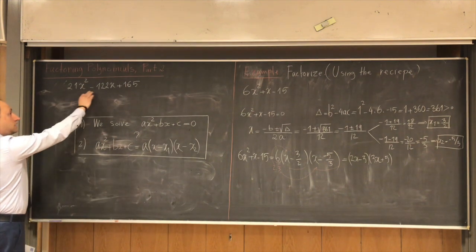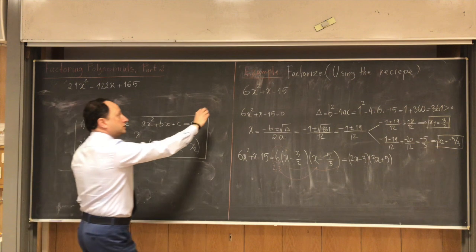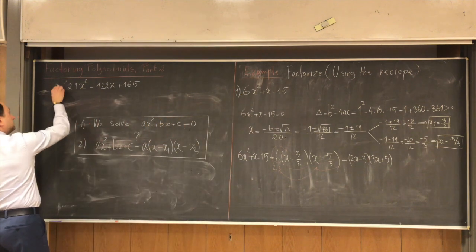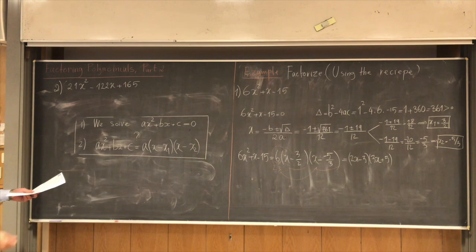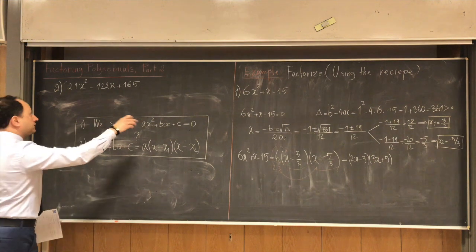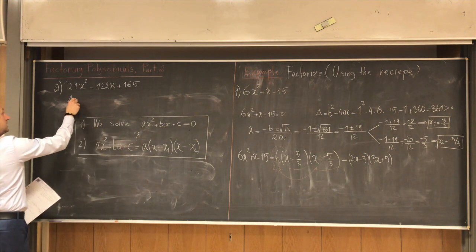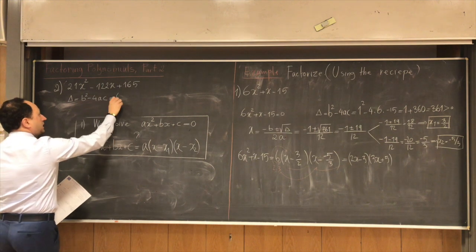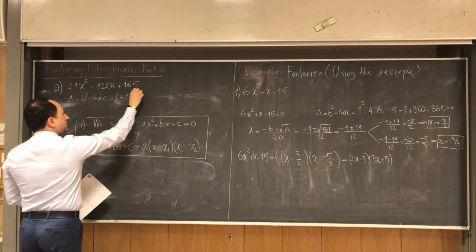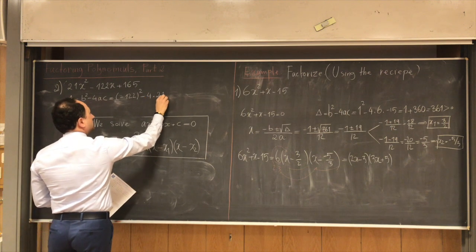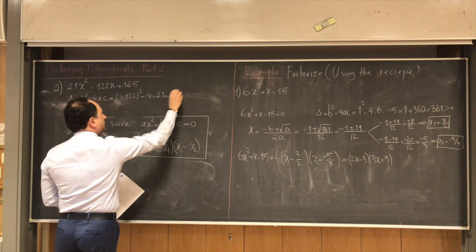So I want to factorize. Let me call this one number 1, this one number 2. I want to factorize this. So I use the formula. Let me calculate delta first. Delta is b squared minus 4ac. It's minus 122 to the power of 2 minus 4 times 21 times 165.